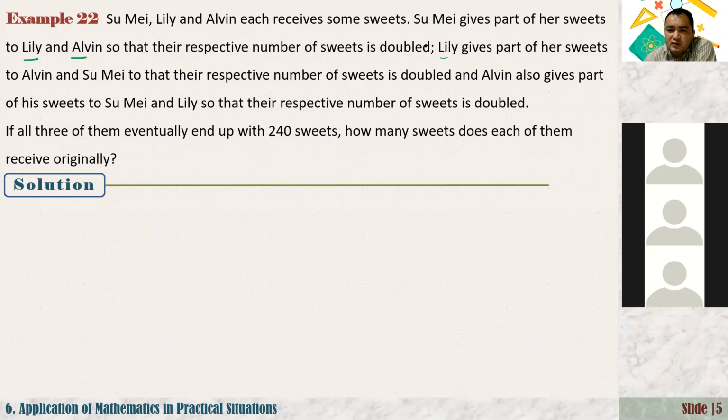The first time, Sume gives to Lily and Alvin. In the next step, Sume is receiving from Lily. In the third step, Sume is receiving from Alvin. Okay, the first step, Sume is giving some to her friends. Second step, Lily is giving some candies to Sume, and Alvin is giving in the third step, right? Each time, of course, we are talking about the same candies. Maybe you are receiving or giving some to your friends.